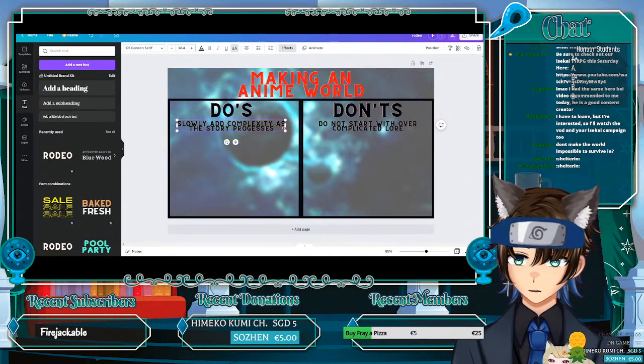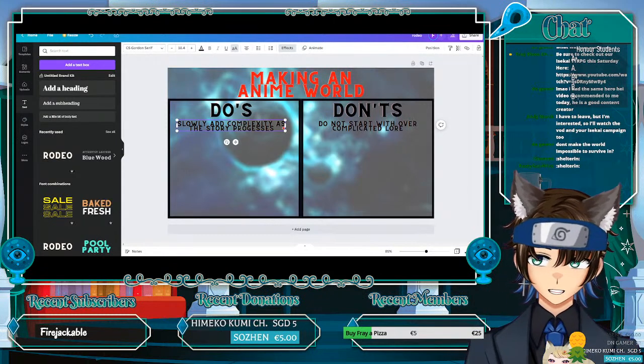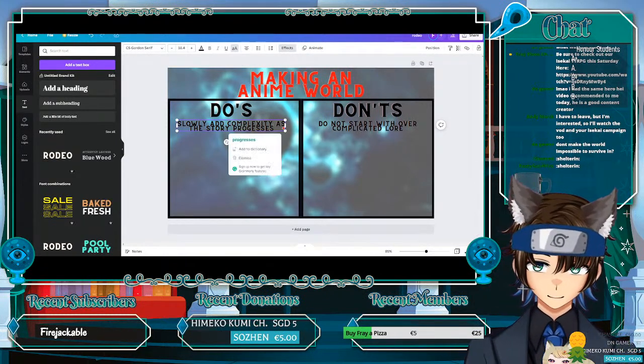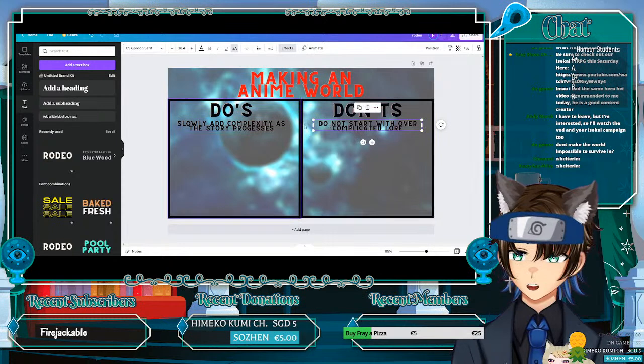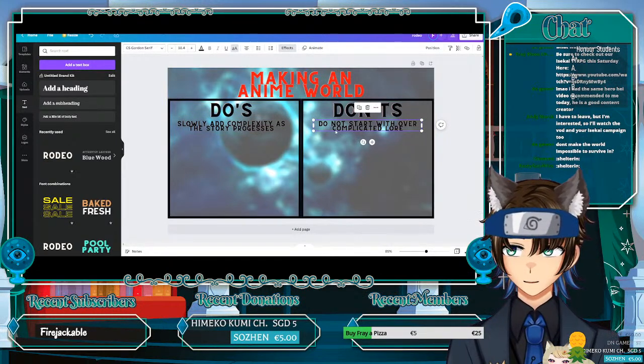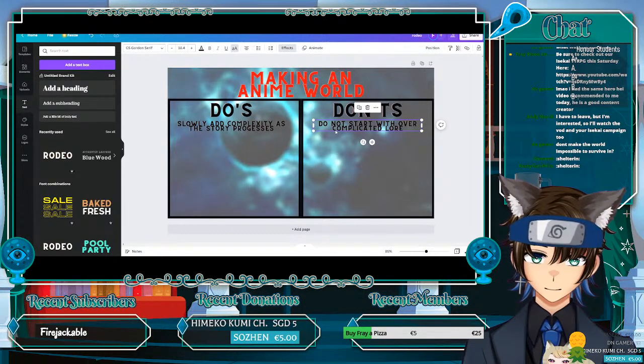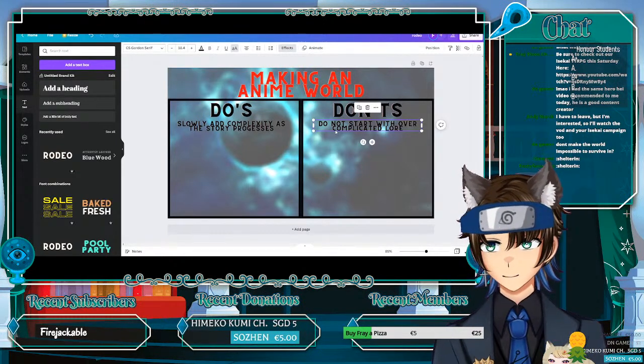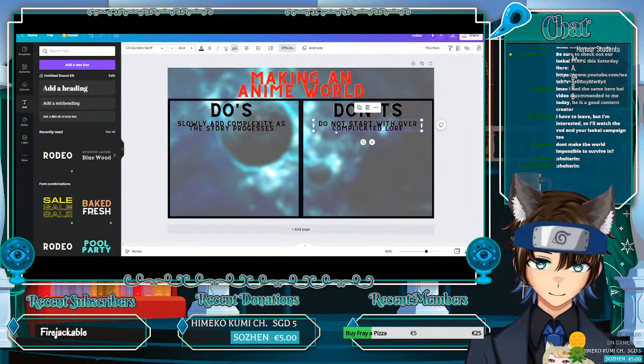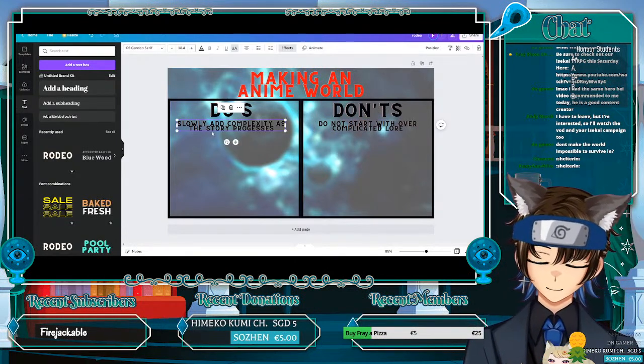And that's one of the big things. If you just stick to these two points, heck, even if you stick with this one point, you're going to be able to make an anime world. Because what makes an anime world is pacing. Pacing, pacing, pacing.